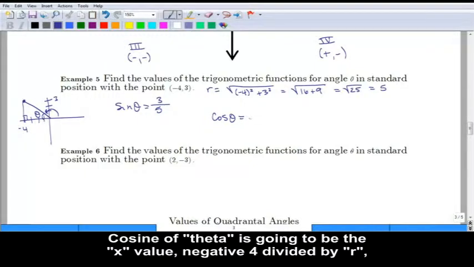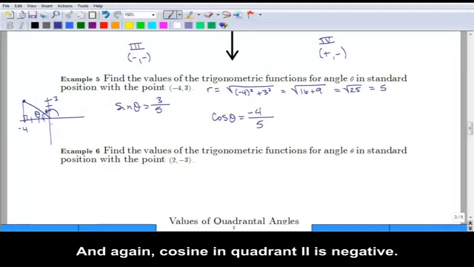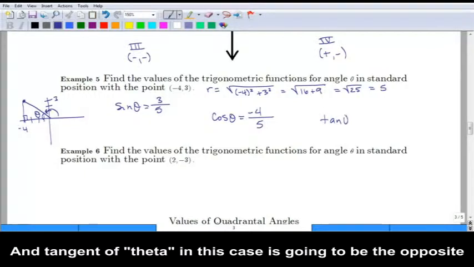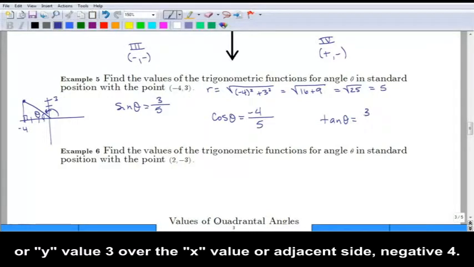Cosine of theta is going to be the x value, -4, divided by r, which is 5. And again, cosine in quadrant 2 is negative. Sine is the only thing that's positive. And tangent of theta, in this case, is going to be the opposite, or y value, 3, over the x value, or adjacent side, -4.